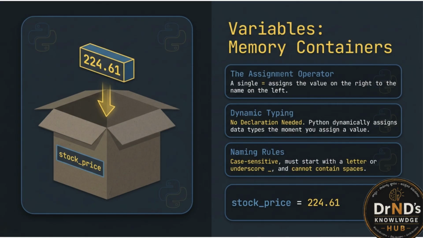Now, let's understand what a variable is. In Python, a variable is a named location used to store data in the computer's memory. Think of a variable as a container or a box that can hold information. In the illustration shown here, the box is named stock price and the value stored inside it is 224.61. Whenever we use the name stock price, Python remembers and retrieves the value stored in that container. This allows us to store information once and use it many times throughout our program.